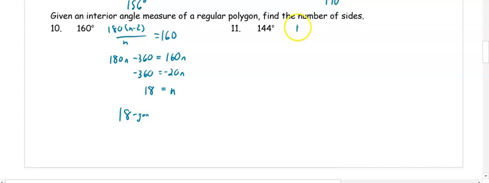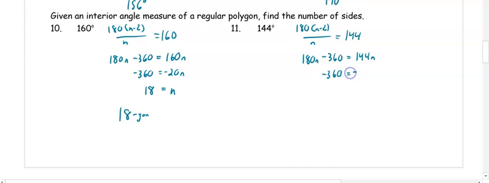In number 11, 180 times (n minus 2) over n equals 144. Multiply both sides by n. So 180n minus 360 equals 144n. We can move the variable to the other side. Negative 360 is equal to negative 36n. When we divide, n is 10. So this is a decagon.